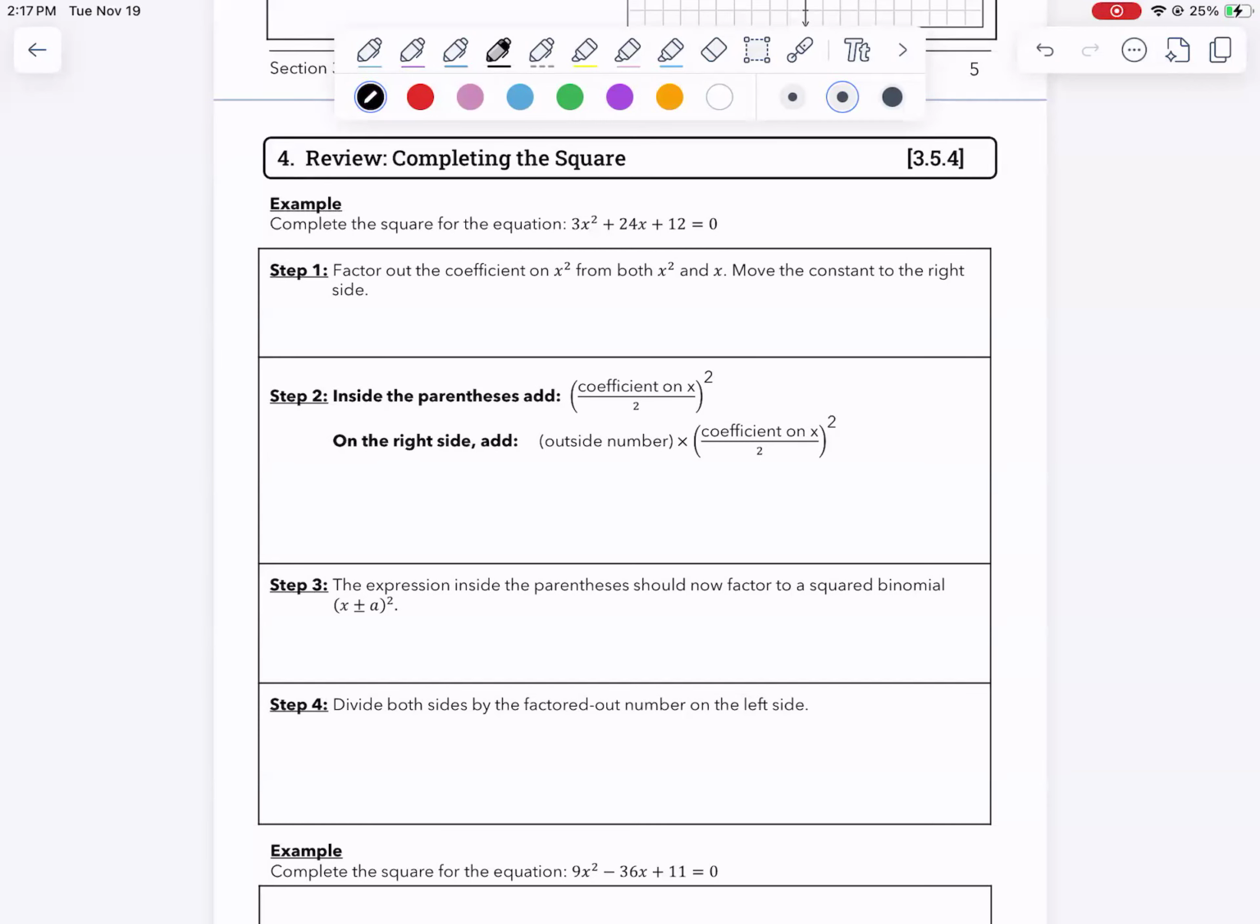This is a quick review of completing the square. You should have learned this in your Pre-Calc 1 class, but even if you did, there's a real good chance that you just don't remember because it's a very niche topic here. So, just a quick review of completing the square.